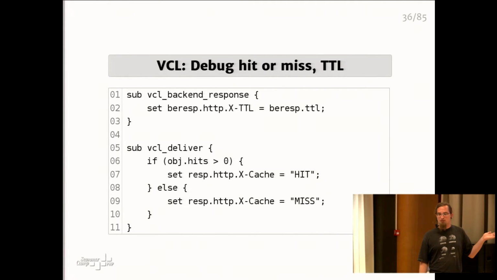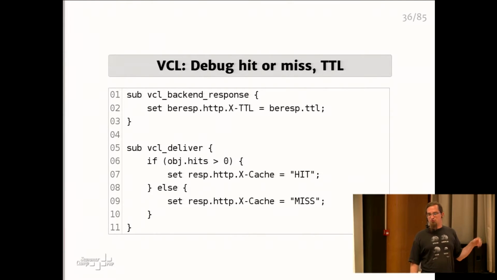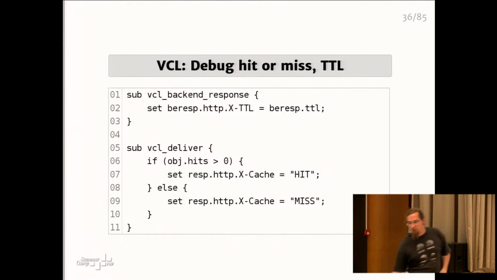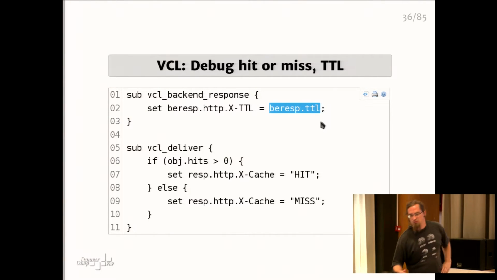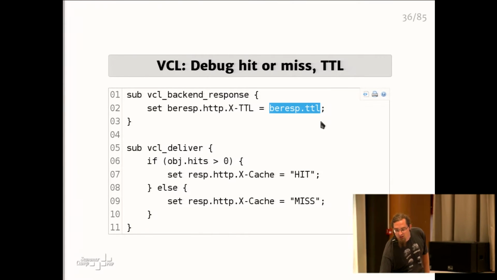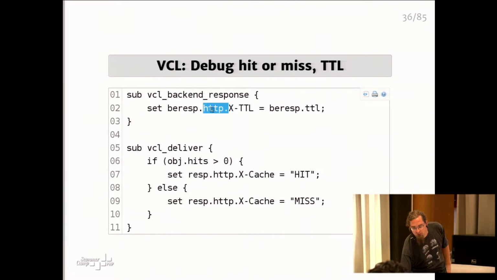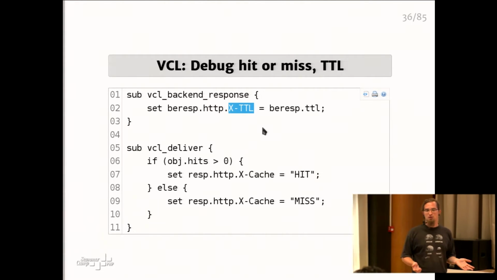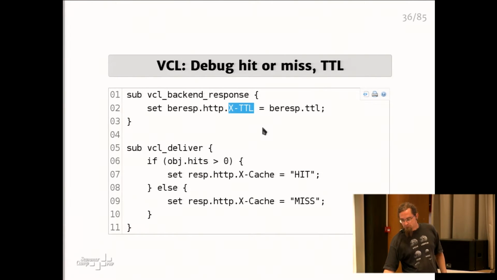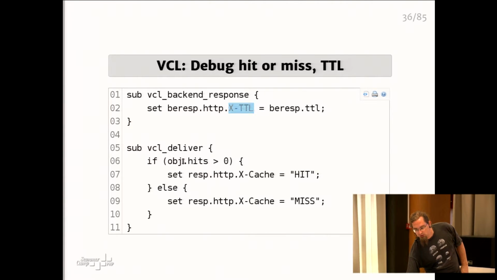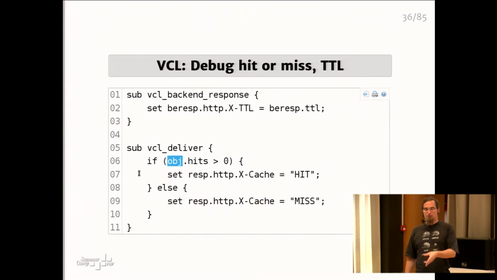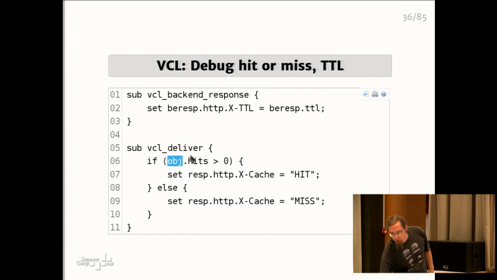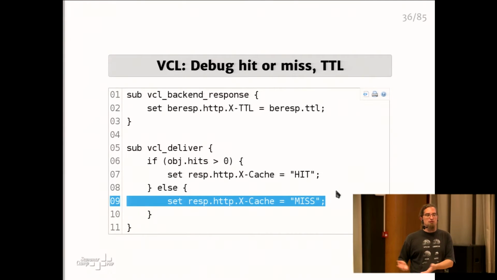So this is a fragment of VCL. In the backend response, we have this information on the TTL, which is used inside Varnish, but it's not sent to the client. If we say .http, that's the headers, dot something, here you can just make up a name that you want, and it will add that header. And the same here in the deliver. You have the cache object, which is called obj in the VCL, and you can check whether it had hits on it, and then this means this request was a hit, and if it had no hit, it was a miss. And then we set these headers so that when debugging, we can see what happened.